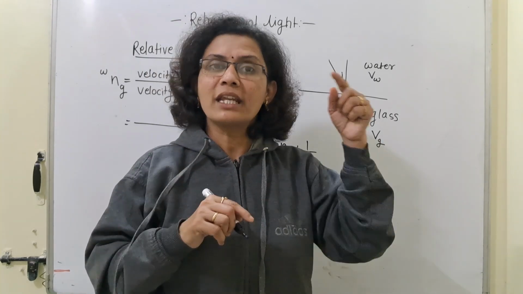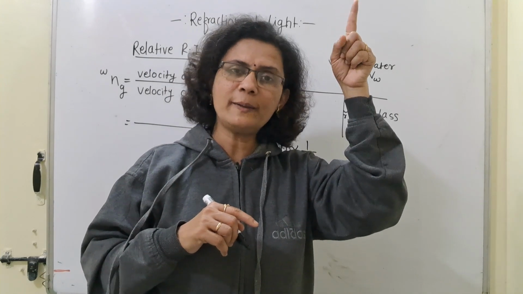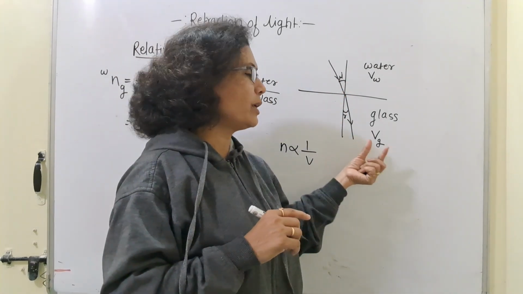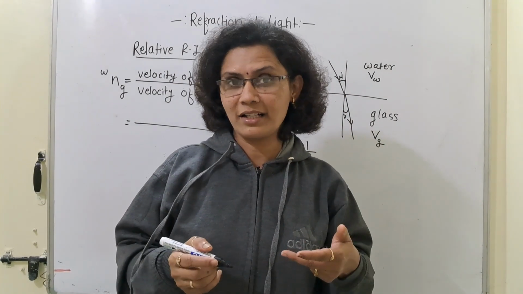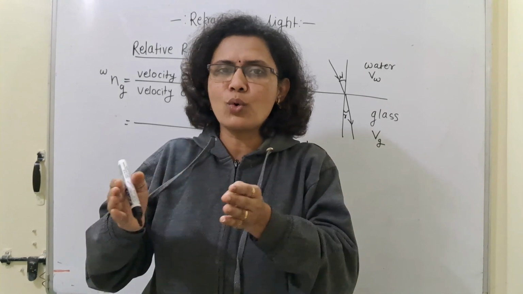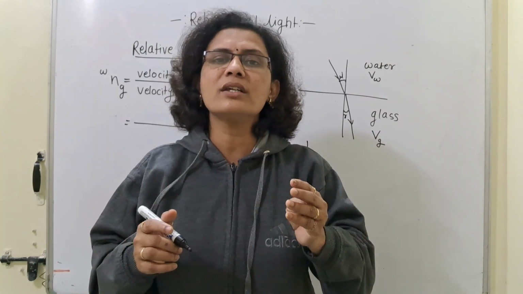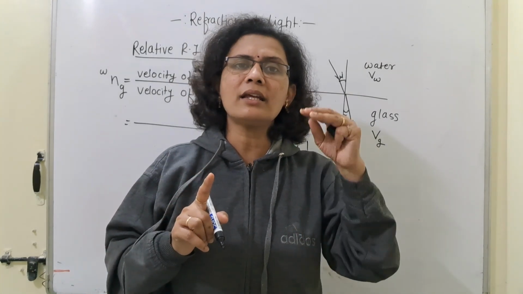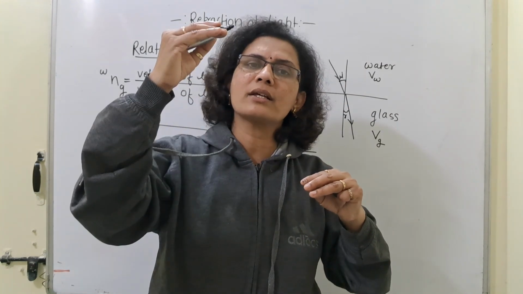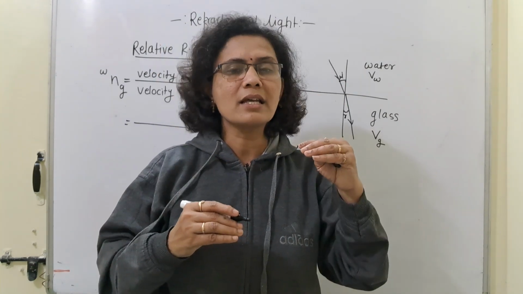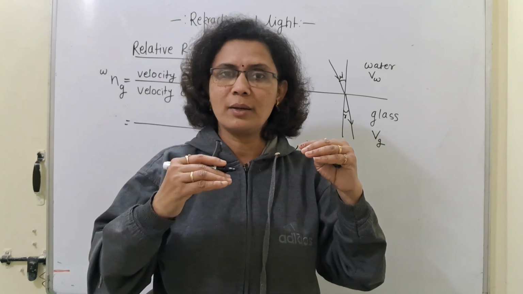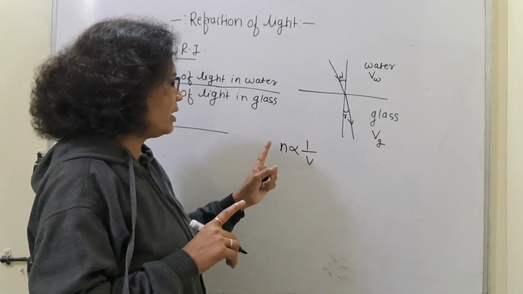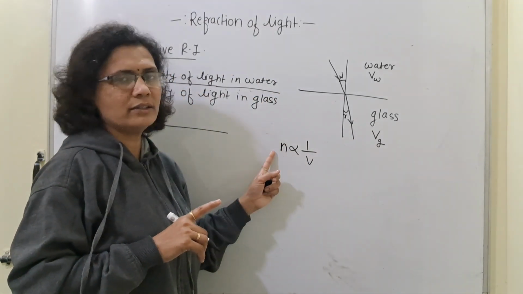3 into 10 raised to 8 meter per second, it is in air or vacuum. And 2 into 10 raised to 8 meter per second, it was in a glass. Means as the refractive index goes on increasing, velocity goes on decreasing. Remember this thing? Density increases, refractive index also increases, but density decreases, refractive index also decreases, but velocity goes on increasing. Means there is an inverse relation between refractive index and the velocity.